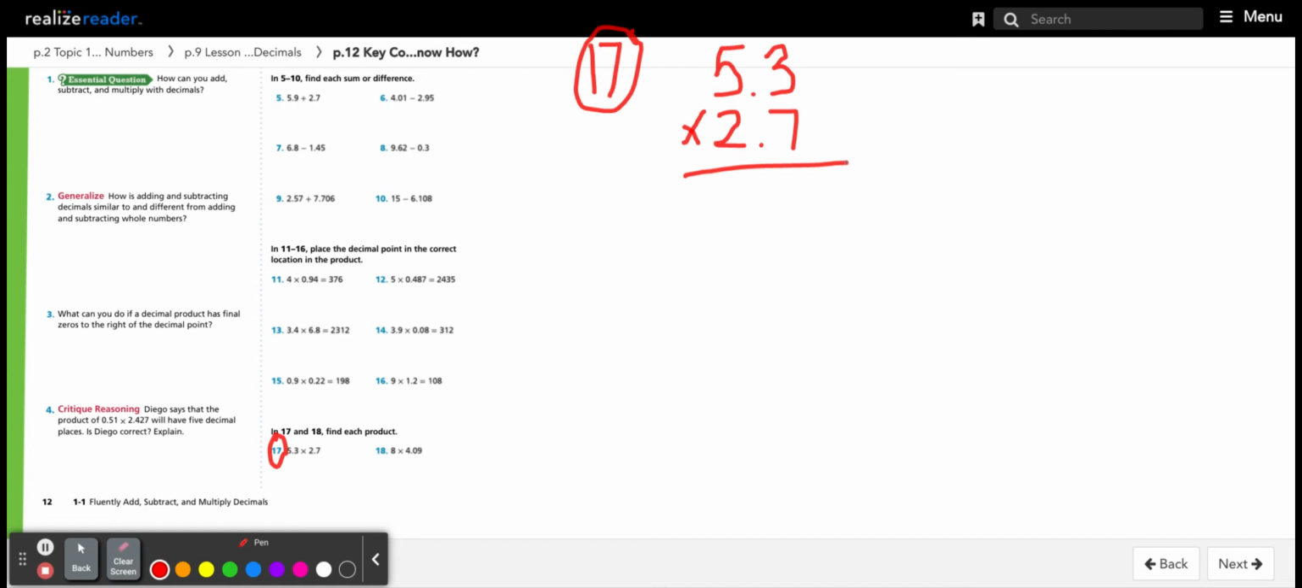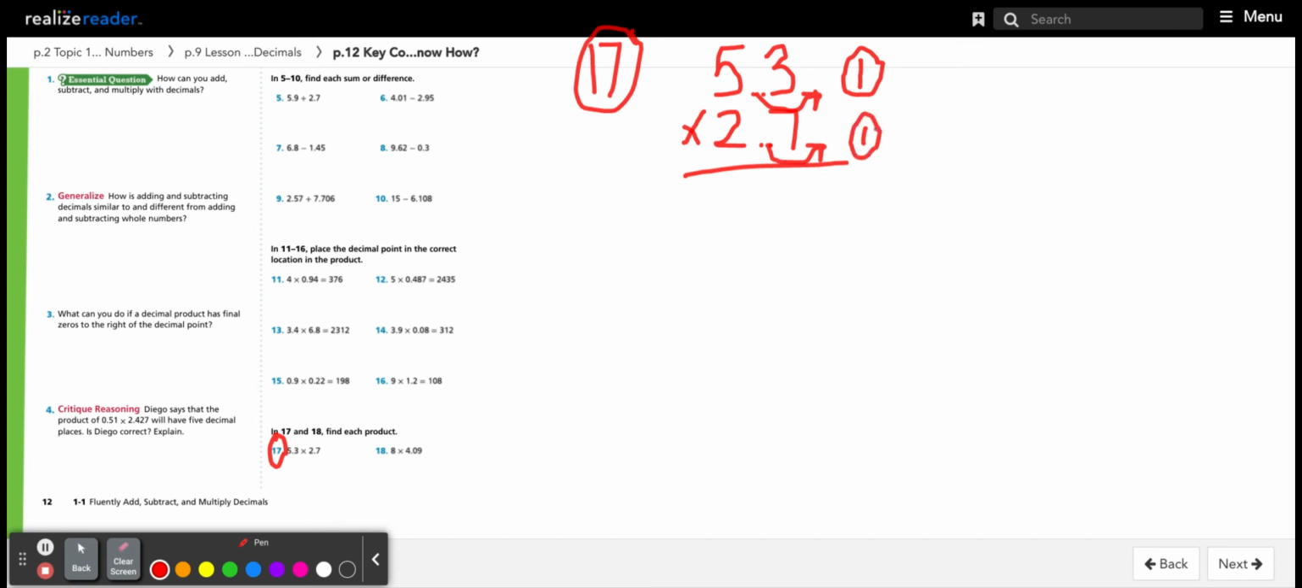So in 5.3, I want to move that decimal point so that it's all the way to the right of the number. How many times will I move the decimal point? I will have to move the decimal point once to the right. So I'm going to write a 1 and circle it. Now in 2.7, how many times will I move that decimal point? I will have to move that decimal point also once to the right. So I'm writing a 1 and circling it.